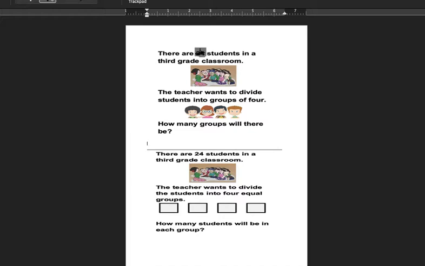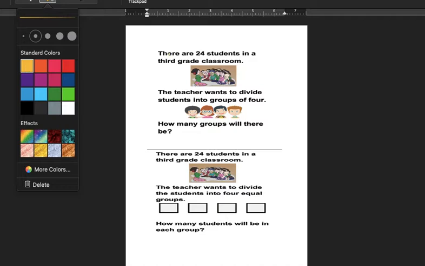The next read. There are 24 students in a third grade classroom. The teacher wants to divide students into groups of four. So now we're going to look for the quantity and the units. I already know it's about students, and I already know it's about putting them into groups of something. Groups of something is very important because that's not telling me how many groups, but how large or how many in each group. So the second read, the quantities and units.